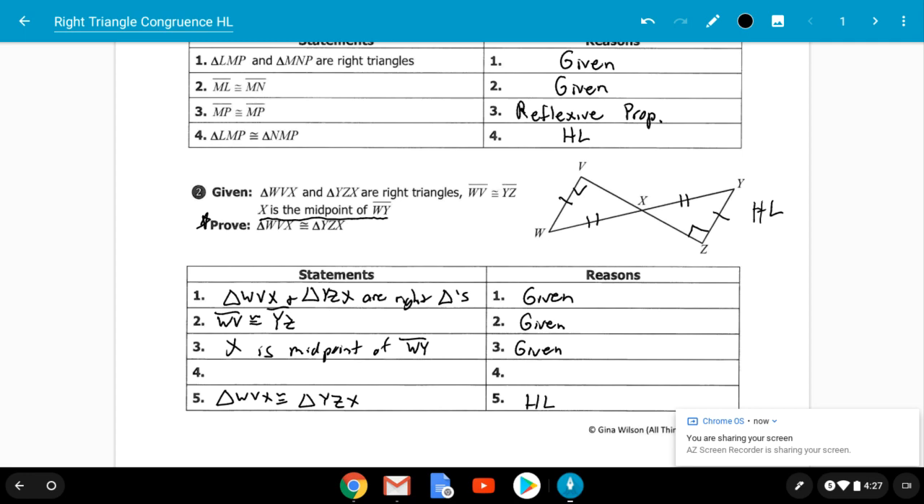So we're missing this middle part here, and it is important. Always when you do proofs, when they give you something, especially something that has a definition or a vocabulary word in it, you have to define that vocabulary word and do the work to get to the problem. When we saw that X was the midpoint of line segment WY, that meant WX and XY were the same. So we did that. WX was congruent to XY. And why were we able to do that? Because that was the definition of midpoint.